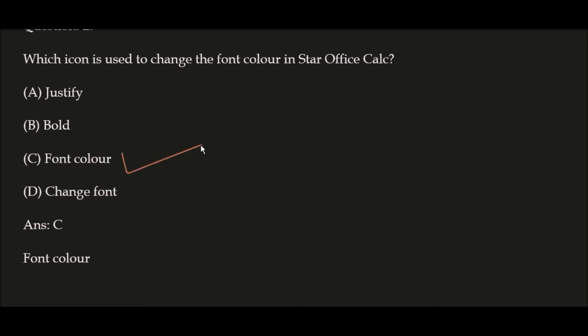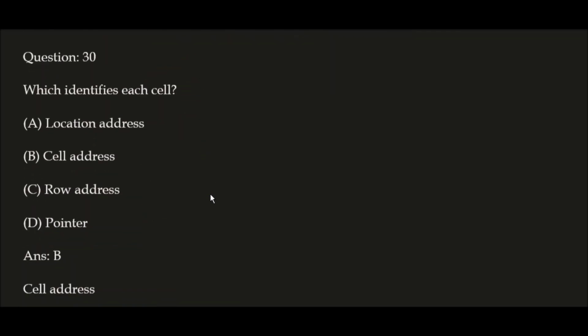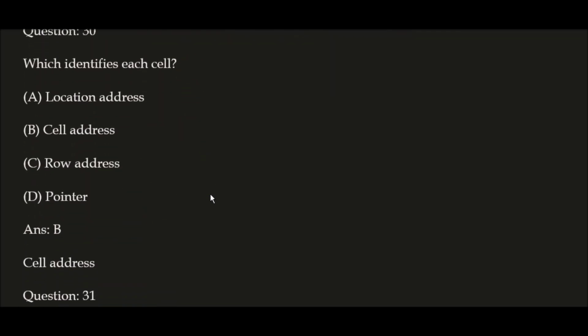Font color is used to change the font color in Star Office Calc, which means Star Office Calculator. Okay. Next question. Which identifies each cell? Option A, location address. Option B, cell address. Option C, row address. Option D, pointer. Correct answer is option B, cell address. Cell address identifies each cell in your worksheet, in your spreadsheet.